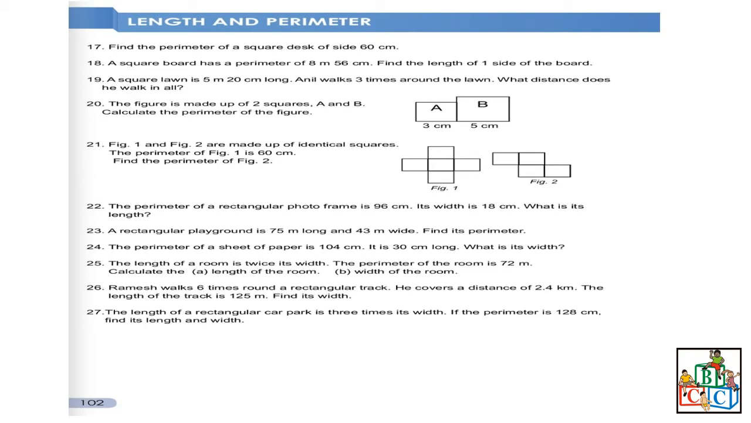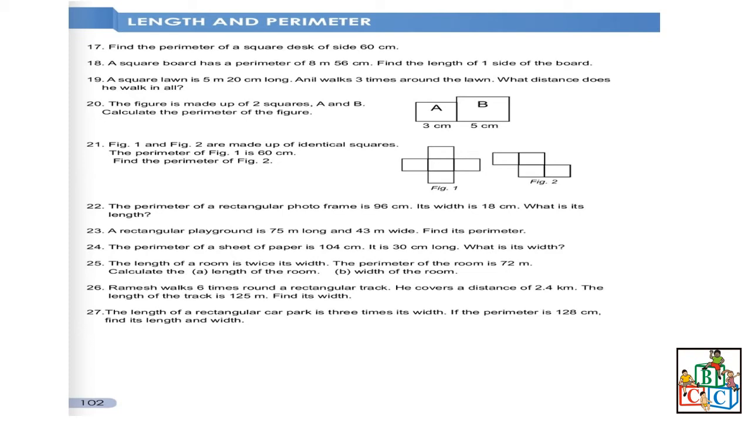Find the perimeter of a square desk of size 60 centimeters. So you have a square desk. So if you have a square, you know all the sides are equal. So if one side is 60 centimeters, how are you going to find the perimeter? Number 18, a square board has a perimeter of 8 meters 56 centimeters. Again, this is a square. You already have the perimeter. You have to find the length of one side. Number 19, a square lawn is 5 meters 20 centimeters long. Anil walks 3 times around the lawn. What distance does he walk in all?